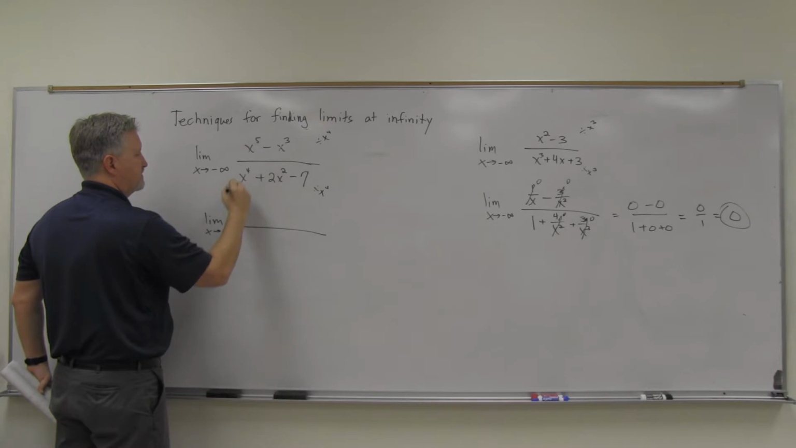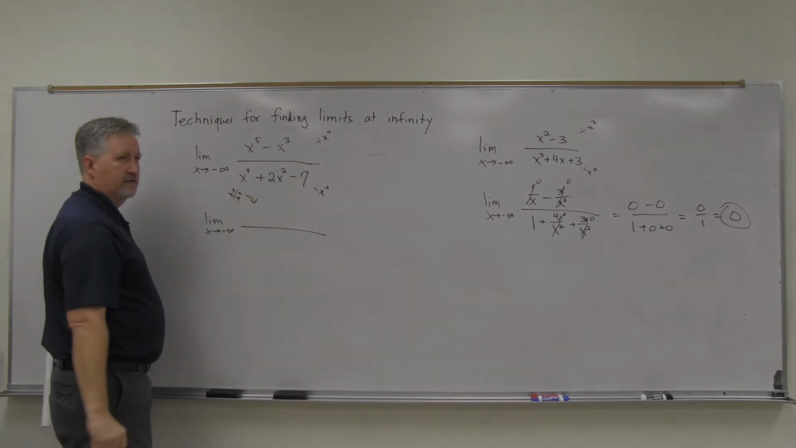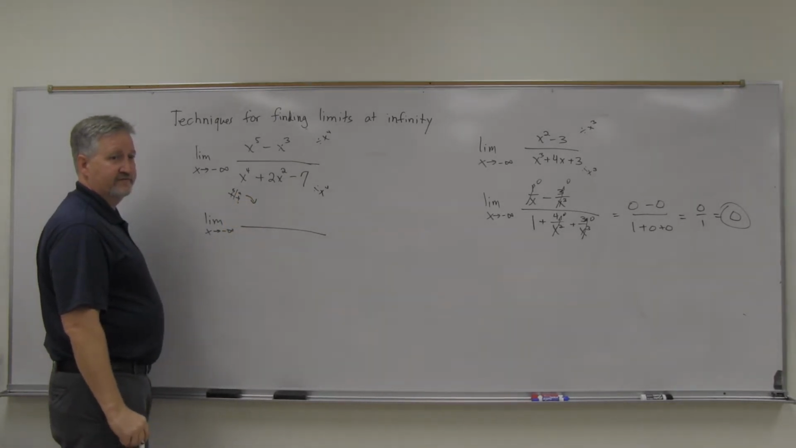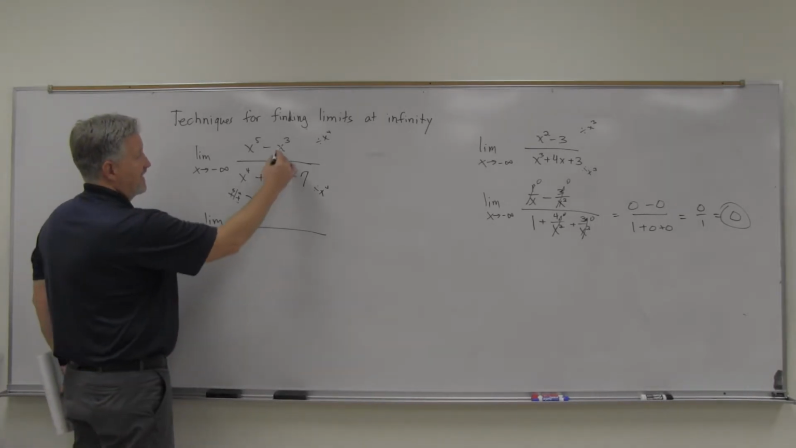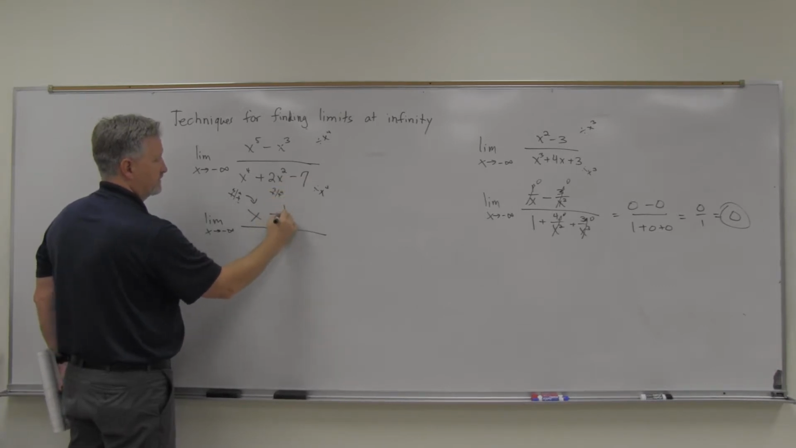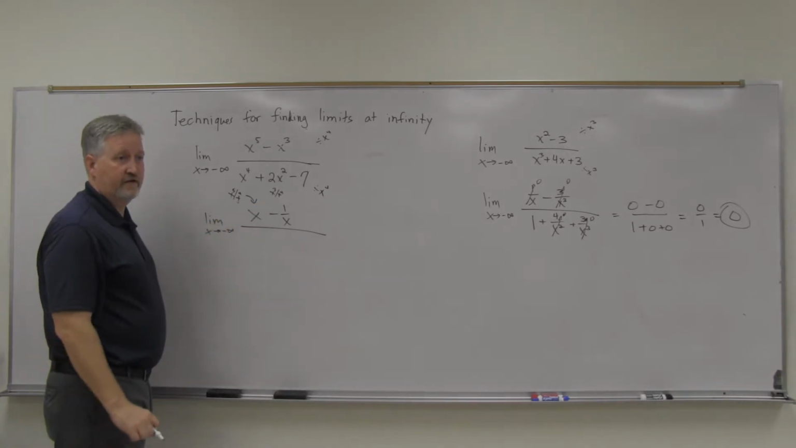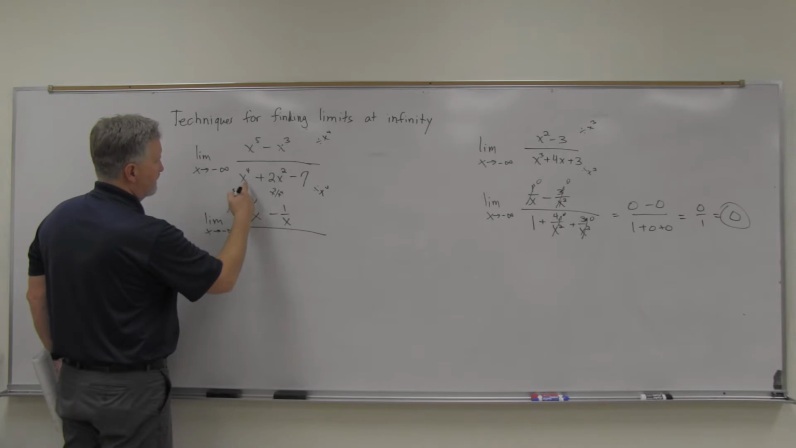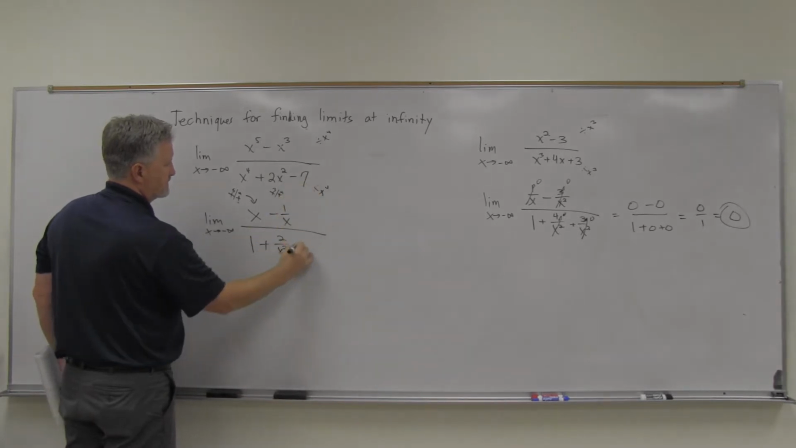Now, x to the 5th divided by x to the 4th. It's not 1 over x, is it? It's x over 1, or x. That's x. x cubed divided by x to the 4th, that's 1 over x. So on top, when I do this, I've got x minus 1 over x. Yes? On the bottom, x to the 4th divided by x to the 4th is 1. 2x squared divided by x to the 4th, that's 2 over x squared. And then minus 7 over x to the 4th.